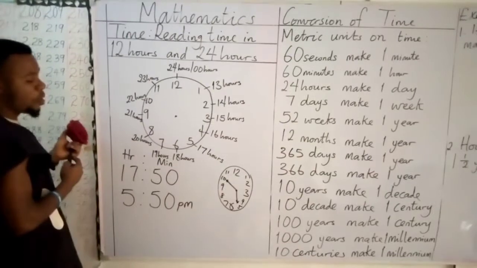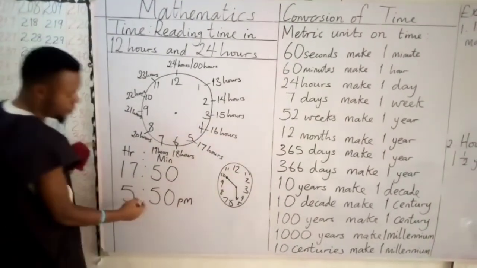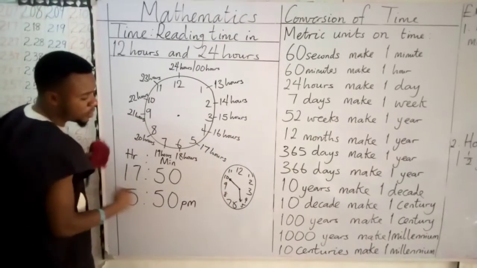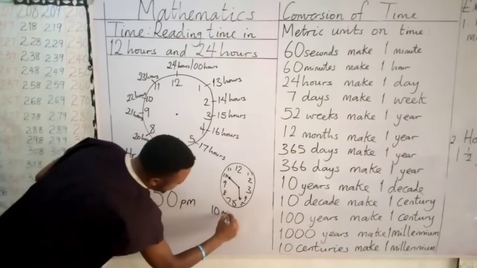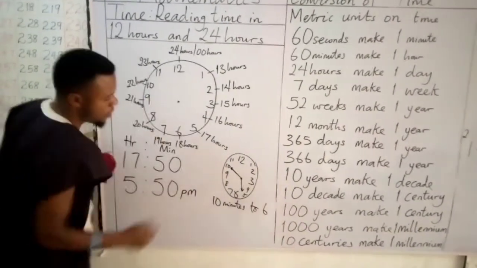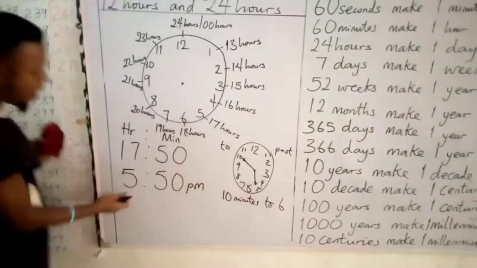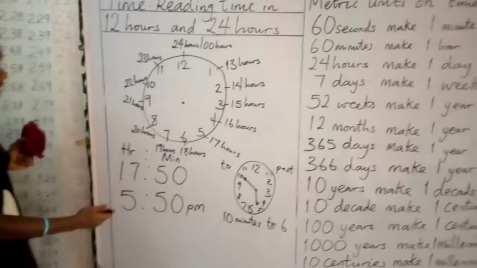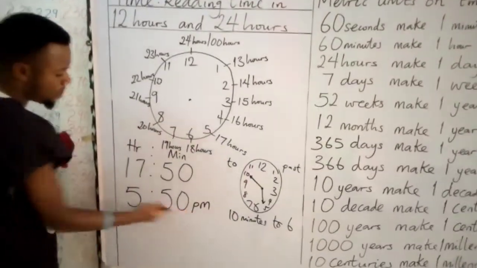So the time here is what? Remember, this is 5. It already passed 5, so it's what? 5:50 means what? 10 minutes in analog, 10 minutes to 6. Remember, this is your "to", this is your "past". So 5:50 means what? It is 50 minutes past 5.